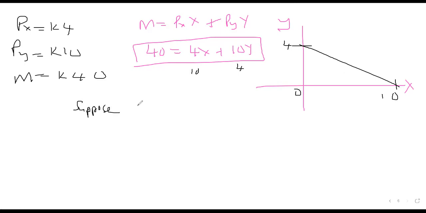Now, if they ask you that suppose this individual decided to do the following, okay? So suppose we are told that this person decided to consume 5 units of good X. 5 units of X. How many units of Y can they consume? So you now substitute.